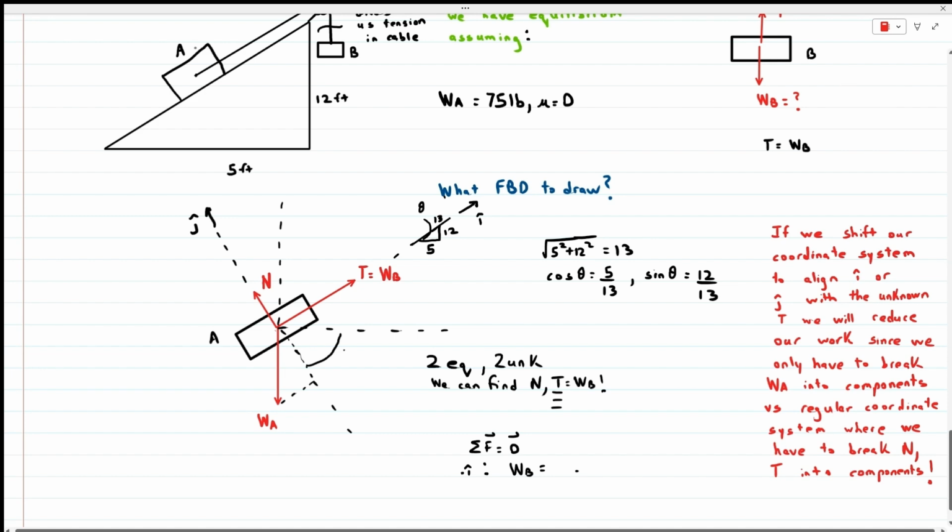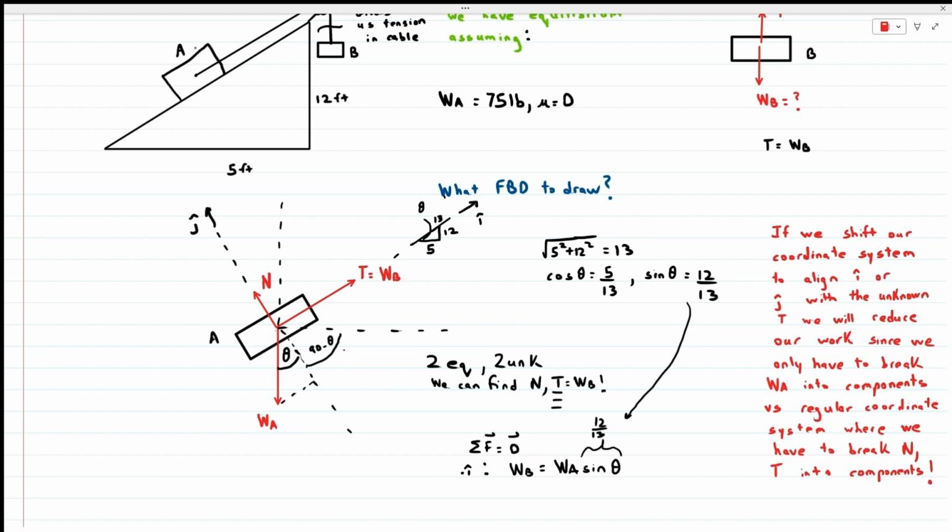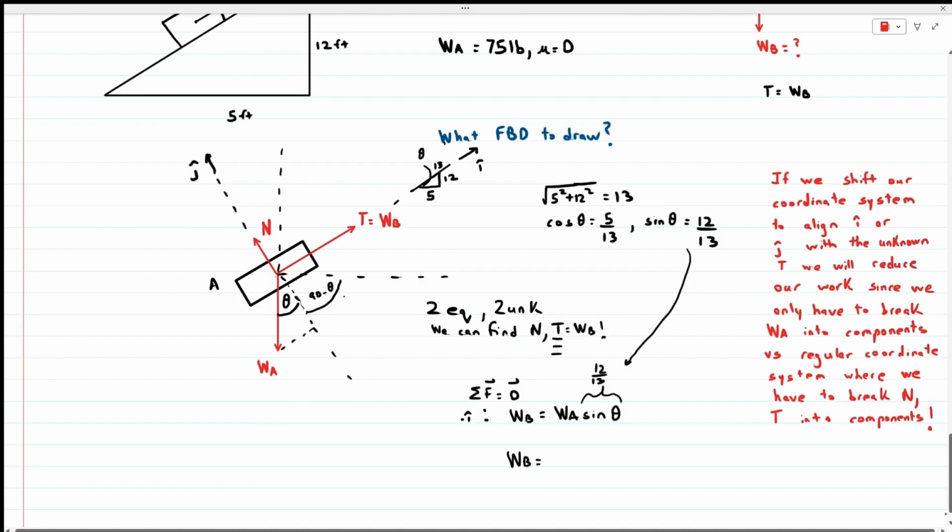Let's work out some of the geometry here. We can see that that angle must be 90 minus theta, such that this angle is theta, so we can complete our equation. We know what the sine of theta is, 12/13. We can plug in the weight of box A, which is 75 pounds, and we get the final answer shown here.